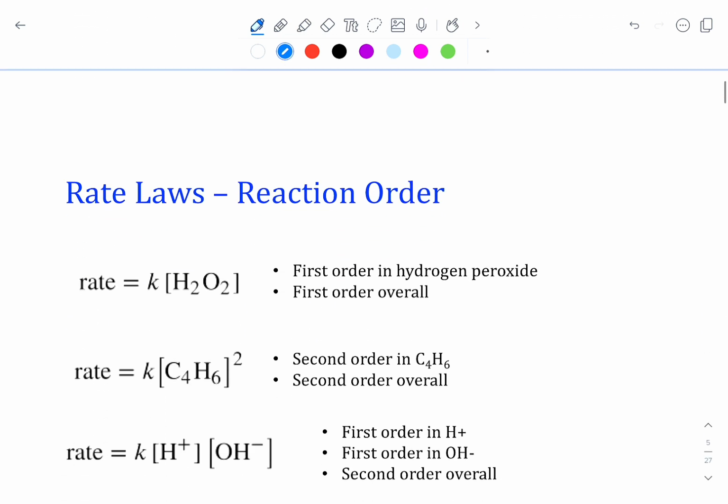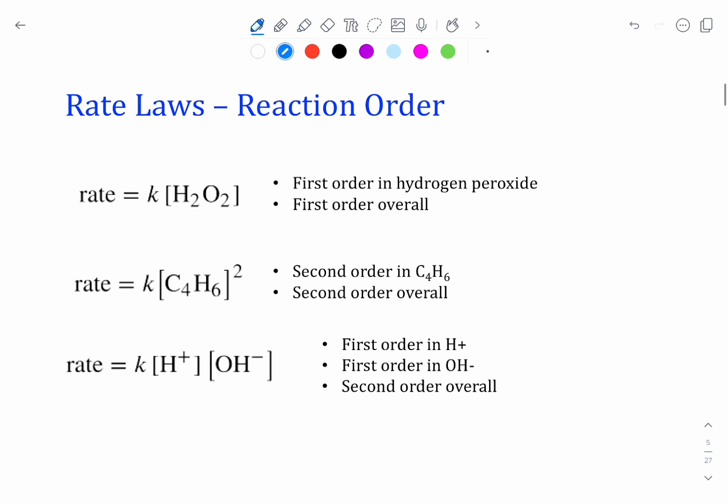Some more examples of that are shown here. Here we have 3 different rate laws. Again, these are rate laws, not rate expressions. In our first rate law, we see that the rate is equal to K times the concentration of H2O2. And again, if we have it raised to nothing, remember that is a 1. Right? We don't show 1s when we raise them to that power. So we say that this is first order in hydrogen peroxide and first order overall.